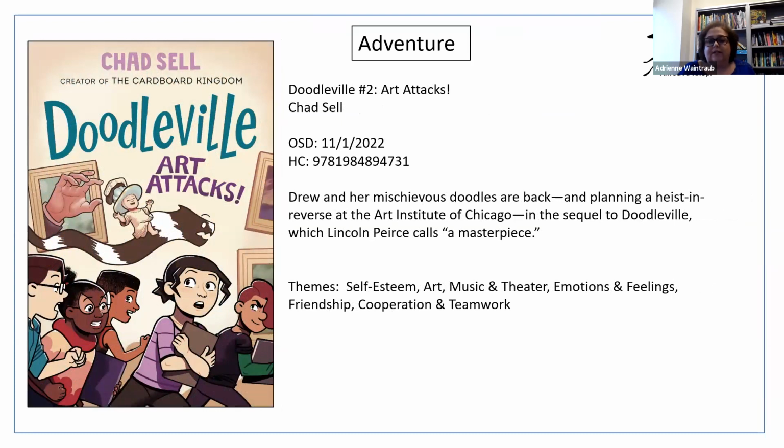You might remember Chad Sell from his debut graphic novel, The Cardboard Kingdom, or the first book in the Doodleville series. And now we have Doodleville #2, Art Attacks. Drew's doodles are back and they are still doing all sorts of things she didn't mean for them to do. This time they're planning a heist of the Art Institute of Chicago. Can Drew and her art club fix it before centuries worth of masterpieces are destroyed forever? You'll have to read it to find out. Next slide, please.